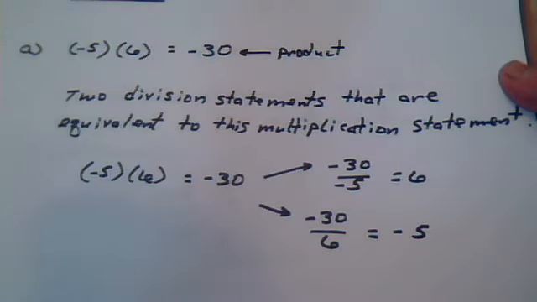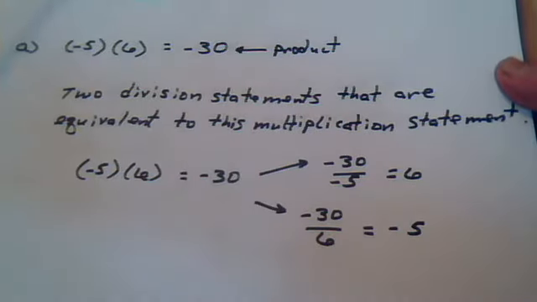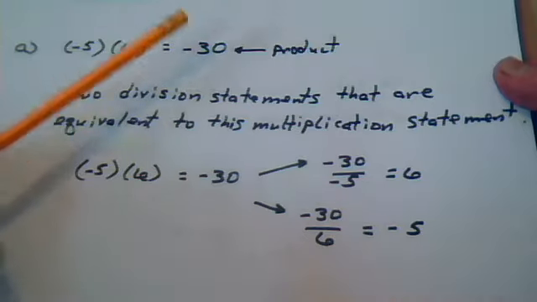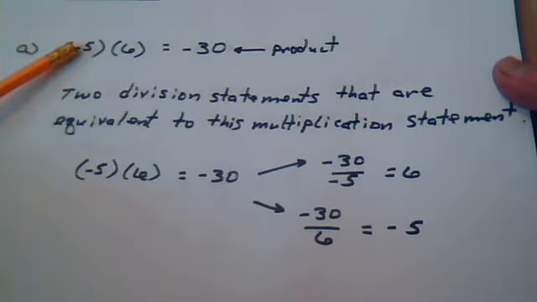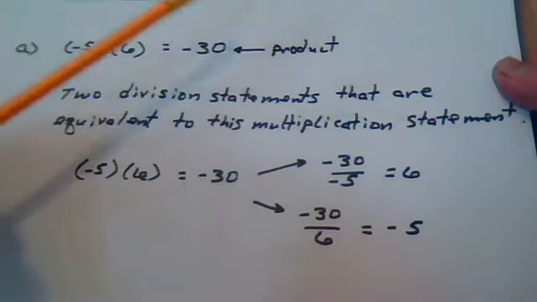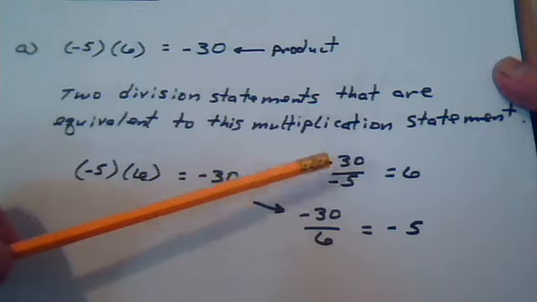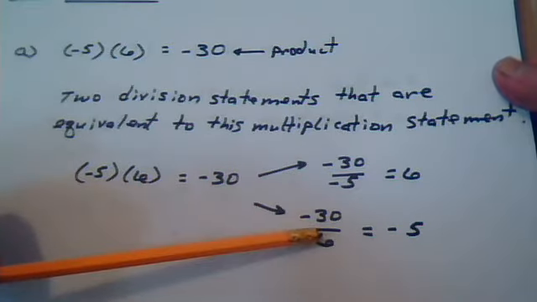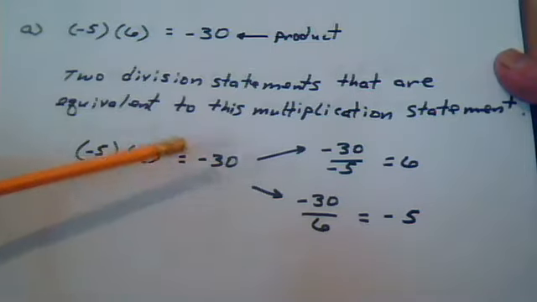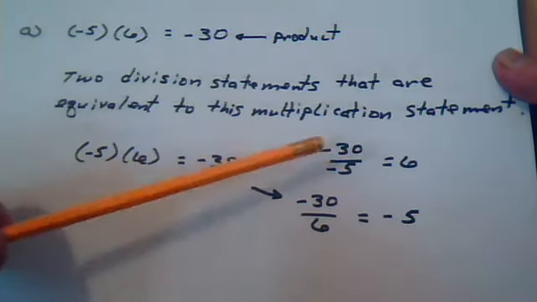Now we're going to try to get two division statements. It's very straightforward. All you have to do is start off with your multiplication statement and do the following. -30 divided by -5, and -30 divided by +6. It gives you two equivalent division statements.